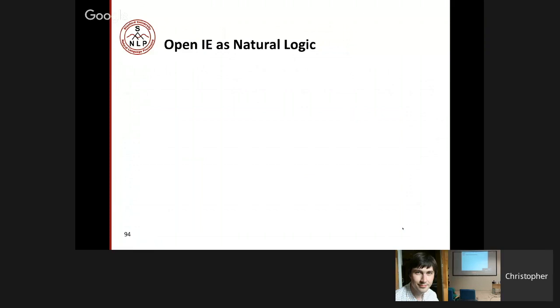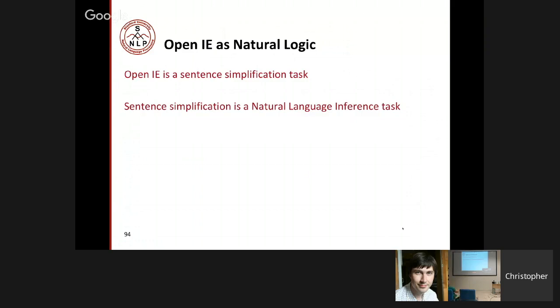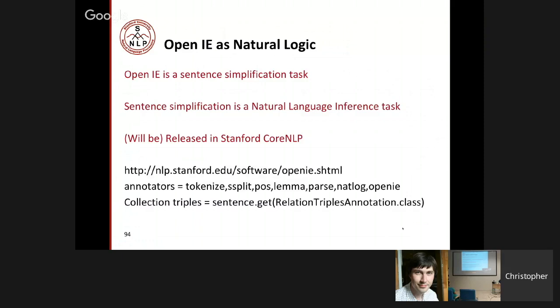Okay, so that's OpenIE as natural logic, because really you can think of OpenIE as a sentence simplification task, and sentence simplification you can think of as doing natural logic. I guess I haven't updated this. This has now been released in Stanford CoreNLP, so in the most recent 3.6 release of our open source NLP software, you can now ask for natural logic, polarity annotation, and open information extraction, and you'll then be able to get open information extraction triples coming off of sentences.